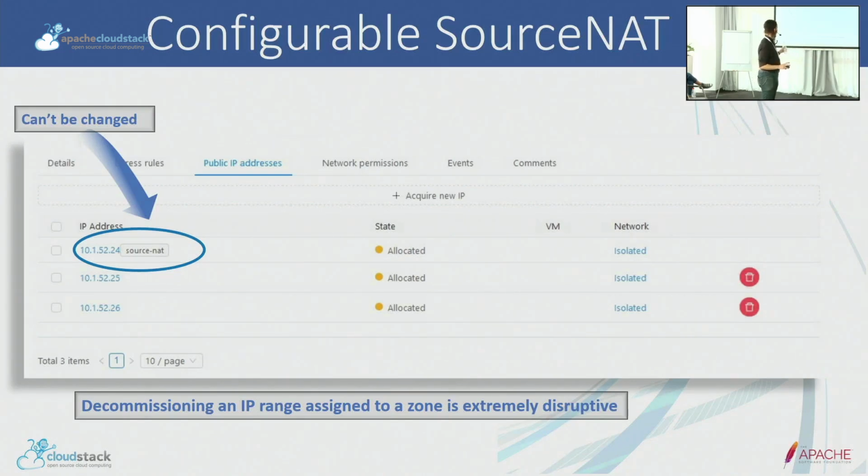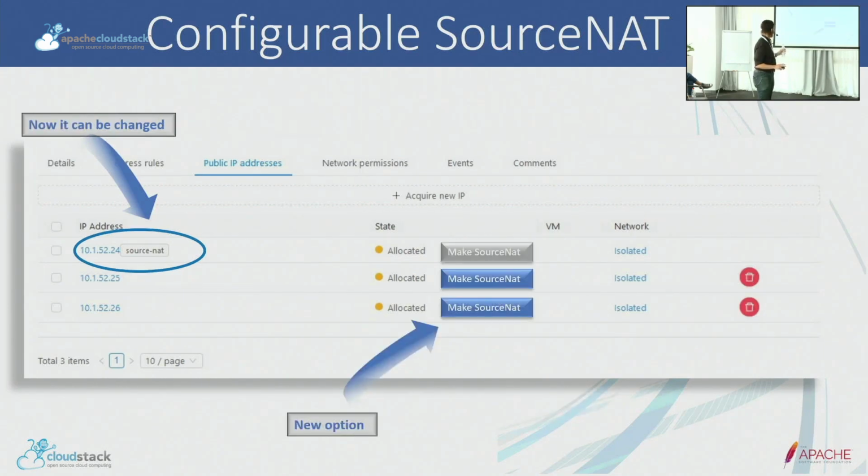An example that I personally had was a /24 of public IPs presented to CloudStack, and that had to be decommissioned. So with 200 IPs being used, it was a nightmare. It took over a year to remove all those networks. And with this feature, you can just change your SourceNAT IP. You just make another IP your SourceNAT. Exactly how it works in detail, that's something that we're still working on.